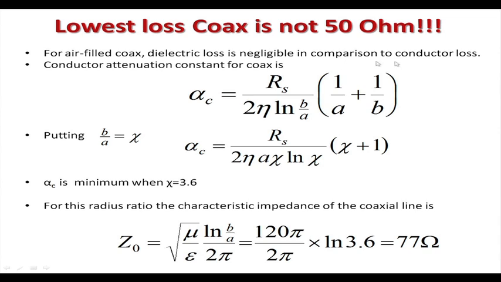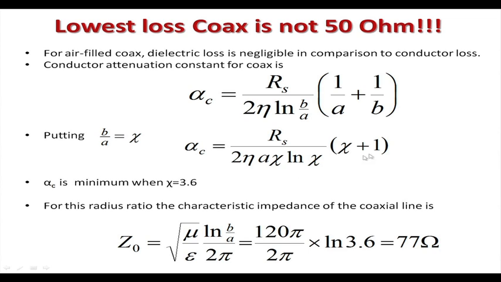Now, for air filled coax, dielectric loss is negligible, because in air there is not much dielectric loss. So, conductor loss is the main thing. So, alpha c is this. Now, as I was saying, for manipulation's sake, you define B by A as xi, and once you do that you can write these, then find out for which value of xi you are getting the maximum attenuation constant. So, you differentiate and find out.